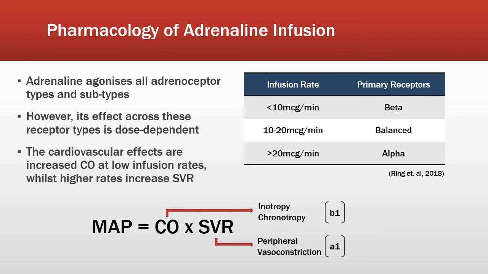At lower rates, we tend to increase our inotropy and chronotropy, so we attack our beta 1s, or the cardiac output side of our MAP equation. And at higher doses, we start to push into that alpha squeeze. So we start to bring our vascular resistance up by inducing a peripheral vasoconstriction. So I'd be looking at moving to an adrenaline infusion fairly early, as I've said before, and I'd probably start at about 10 mics a minute, and I'd start to bump it up from there.